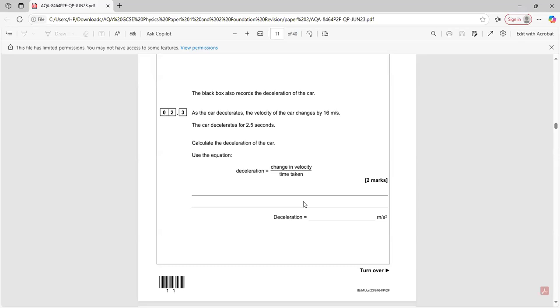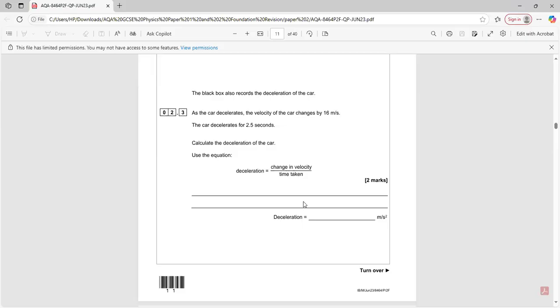Of course, deceleration is the opposite of acceleration. In fact, it's very correct to say that deceleration is acceleration in the opposite direction. So they gave us a formula for deceleration here, which is change of velocity over time taken. So in this case that's 16 divided by 2.5.